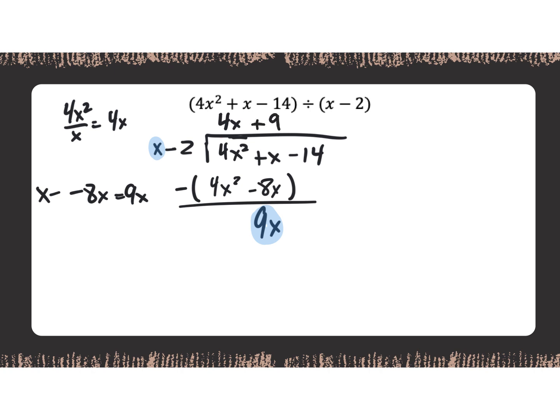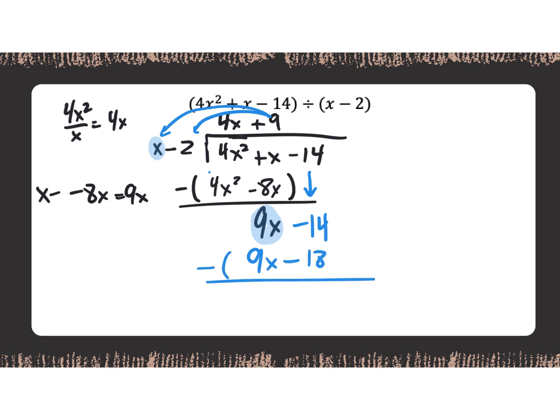So I'm going to add a 9 behind the 4x there. Then I'm going to distribute 9 times x and 9 times negative 2. Before I do, I should bring down my minus 14. I end up getting 9x minus 18. If I subtract these, 9x minus 9x gives me 0. The negative 14 minus a negative 18 ends up giving me a positive 4, because minus a negative is plus. So I have a remainder of 4.